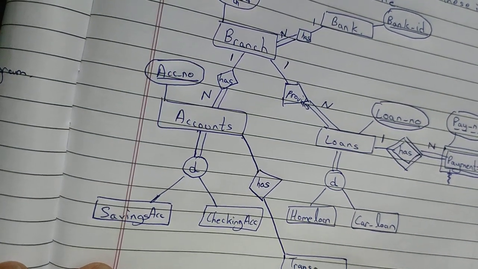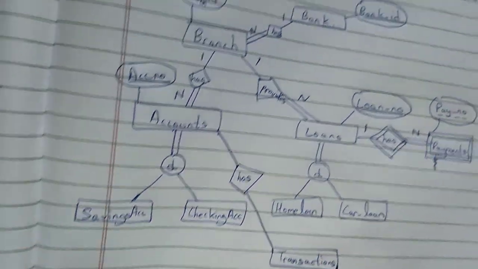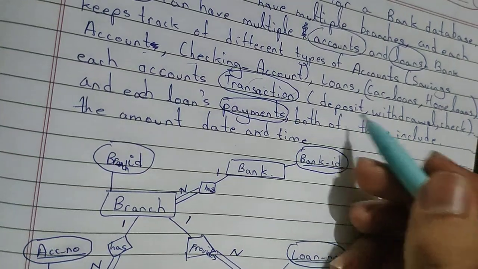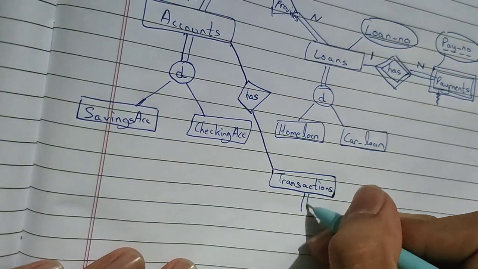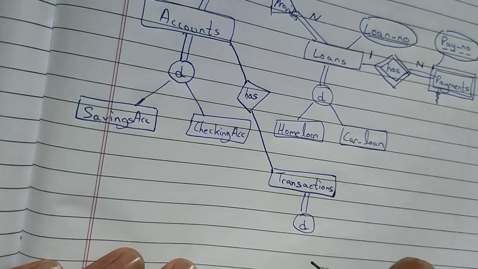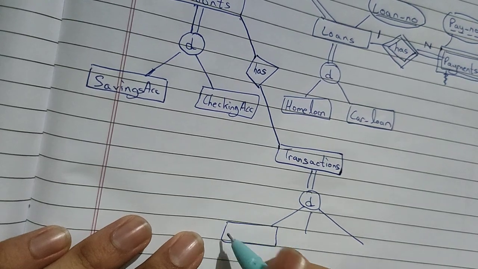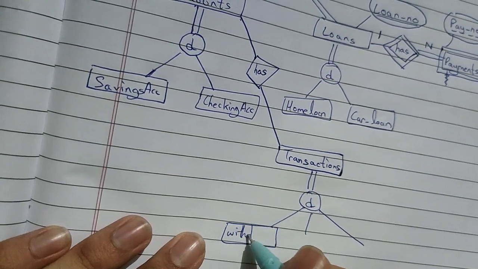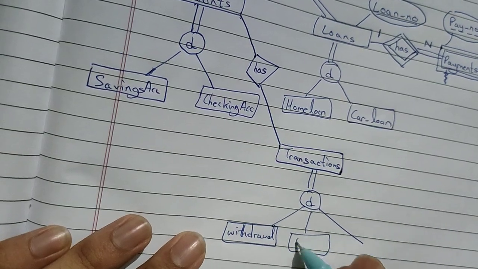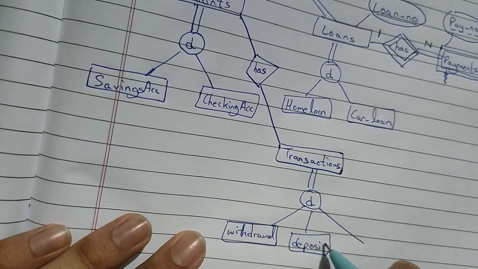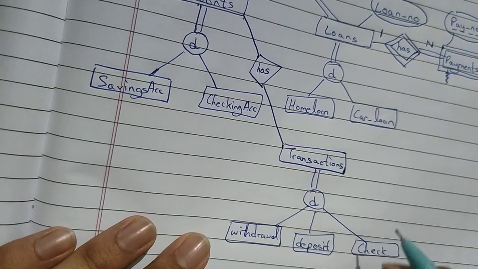Has transactions. Now a transaction can be either a withdrawal, a deposit, or a check, no? So it can be only one of the three. So we'll have a disjoint relation. 1, 2, 3. It could be a withdrawal. It could be a deposit, or it could be a check. There's no other possibility, no?